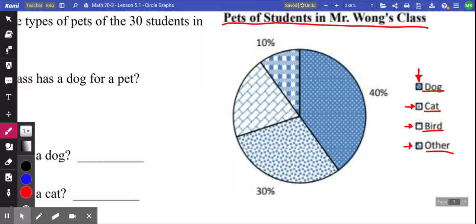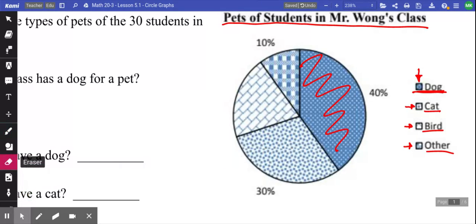If you're looking, it's pretty clear that the biggest section is this section right here, which is the same pattern as our dogs. So if someone quickly asked me what is the most popular pet to have in Mr. Wong's class, you could just look at it and say dogs. That's why we like having circle graphs. They're very easy to look at and quickly get some information.